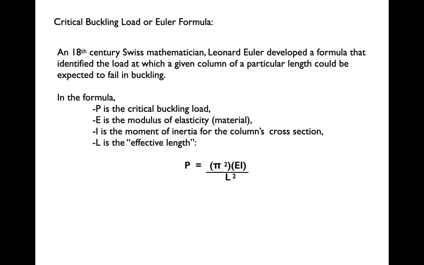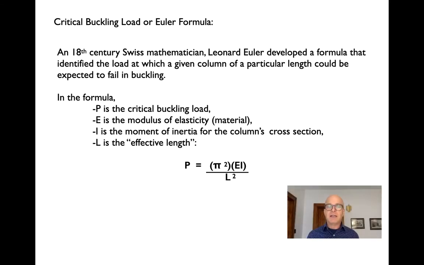Now, how do we design for buckling? Well, there is, in fact, some math to this. The Swiss mathematician Leonhard Euler, in the 18th century, so notice, before we are designing iron and steel columns, came up with a formula that in any material would tell us where that column would be expected to fail, under what load that column would be expected to fail.